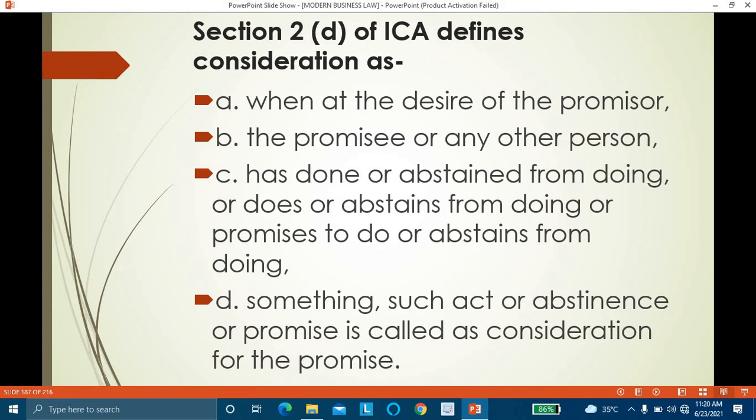We have divided this definition into 4 points so that it will be easy for you to remember. Again, in the essentials of a valid consideration, we are going to repeat these points.